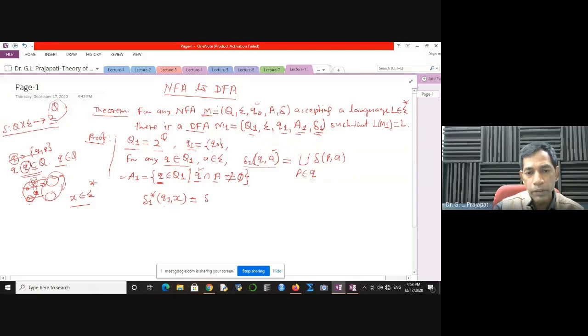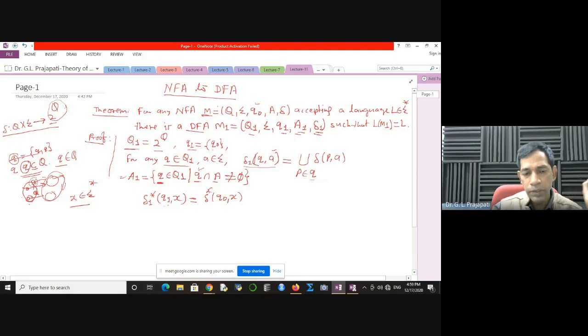And if you have the NFA and you are starting the NFA with the same string X, then you are going to some subset, and these two subsets must be the same. So in the proof, you need to show that delta 1 star (Q1, X) is equal to delta star (Q0, X).